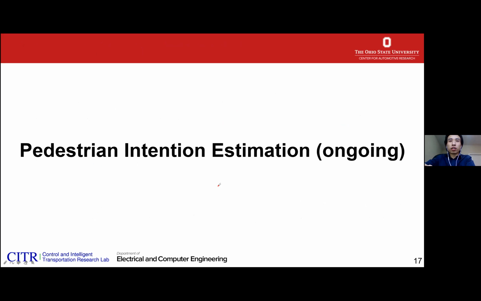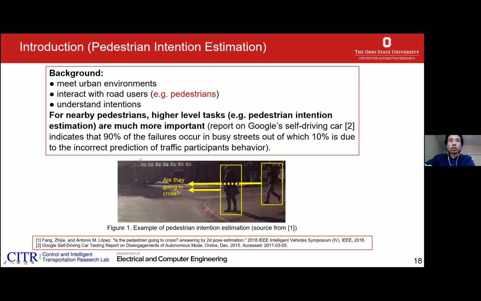And then I will talk about our ongoing project, pedestrian intention estimation. So for nearby pedestrians, detecting them is not a big challenge. You can use a state-of-the-art method to detect them accurately. So higher level tasks are more important. For example, pedestrian intention estimation. And our focus is to predict whether the pedestrian close to the street will cross the street.